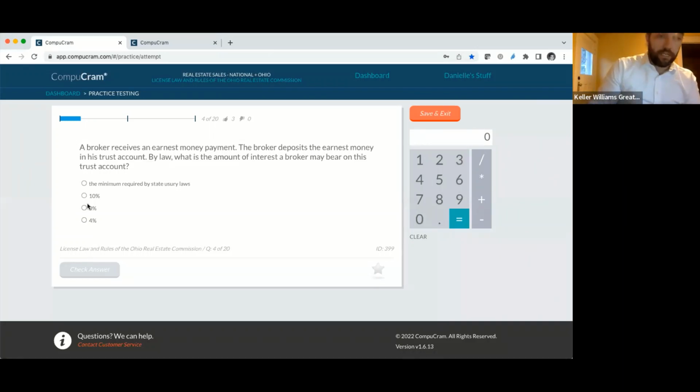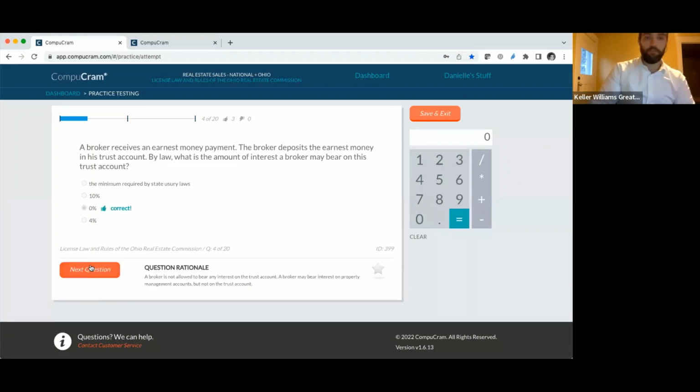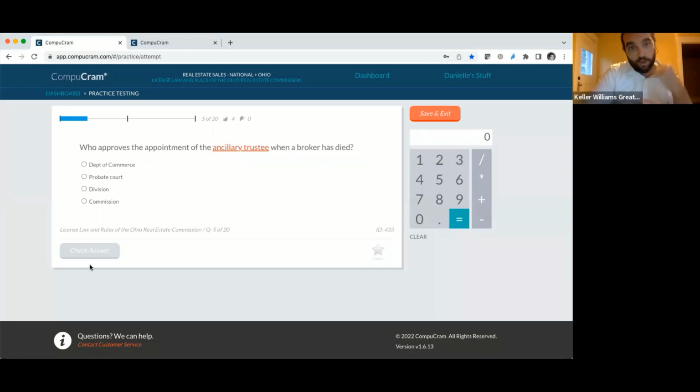Correct answer is C, 0%. It must be in a non-interest bearing account. Question number 5: who approves the appointment of an ancillary trustee when a broker has died? A, the Department of Commerce, B, the probate court, C, the division, as in the Division of Real Estate, or D, the commission, as in the Ohio Commission of Real Estate.